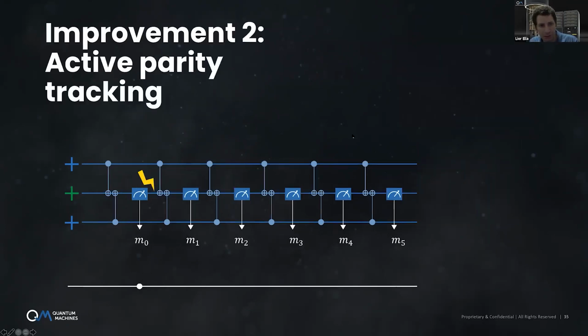Okay, so this is one thing that you can do, and you can actually go even further and do something even more optimal, which is to do something called active parity tracking. So the idea in active parity tracking is the following. Let's say that we had here this measurement error. So now what we're going to do is first we're going to measure, and then we saw that we have an error, but we don't know what kind of error it is yet. But we're going to wait one cycle, and then we're going to apply an X gate.